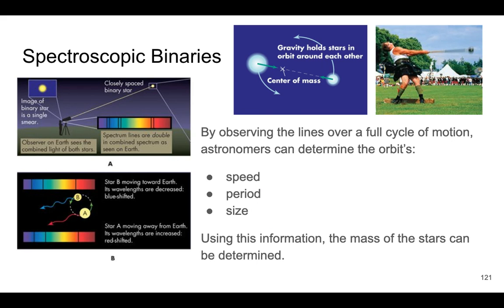So if you watch a star over its full cycle of motion, if it's visual stars, you're looking at them over years and comparing photographs. Or if they're spectroscopic stars, you're watching how these lines move closer and away from each other. You can figure out the speed of each star's motion, the period, which is just how long it takes for them to go through one complete cycle of orbiting each other.